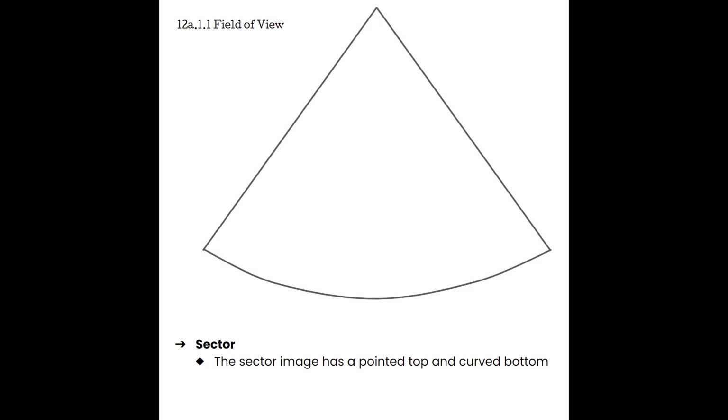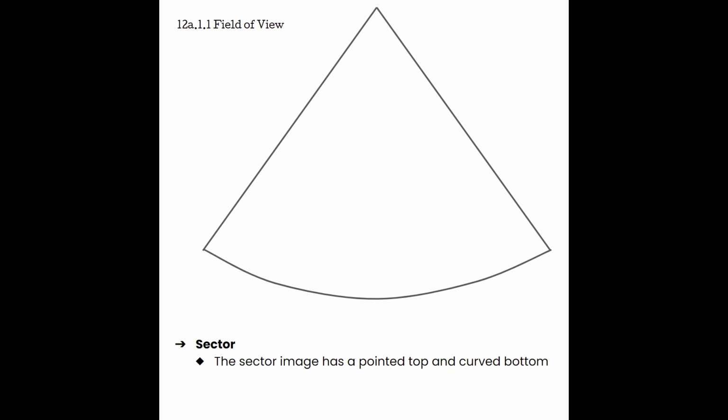We're going to start this lecture off then with section 12A.1, definitions. Now the definitions that I'm going to go over here are going to give you more context as we learn about the different transducers and their characteristics. First, we're going to start with field of view. Now, the field of view is the shape that the image takes on.